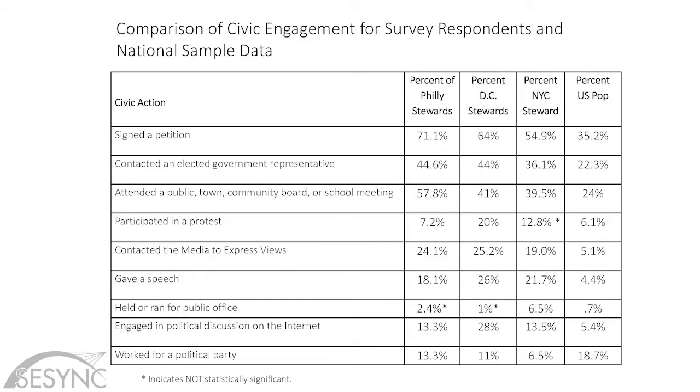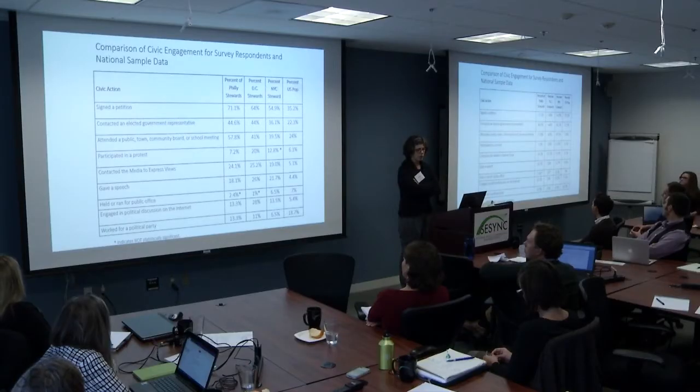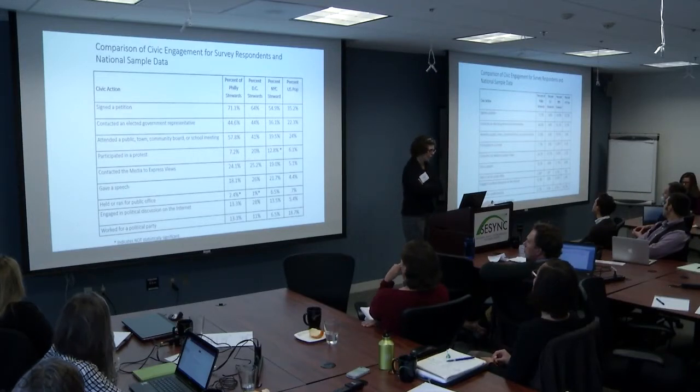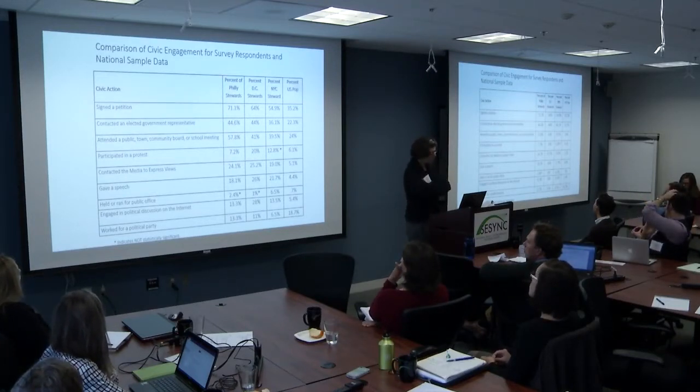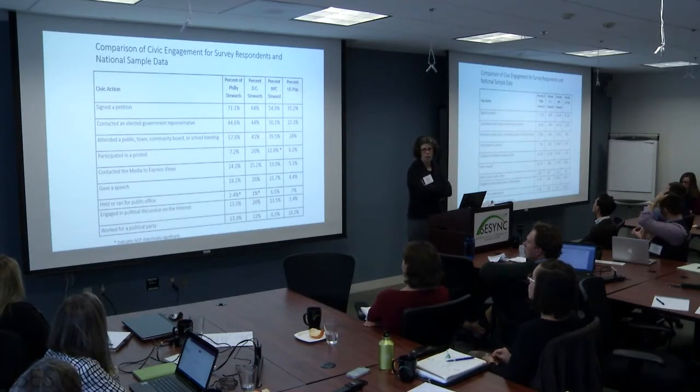So here is a comparison of civic engagement for survey respondents, compared to a national sample of data. These are standard measures of civic engagement that political scientists and sociologists use to see who's participating and the kinds of participation they're having. And you'll see the asterisks mark the only variables that are not statistically significant in comparison to the national sample. And I can share later, if people want, where the national measures are, if you're interested.